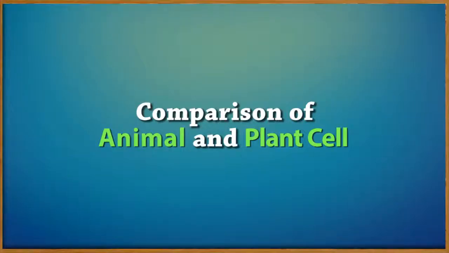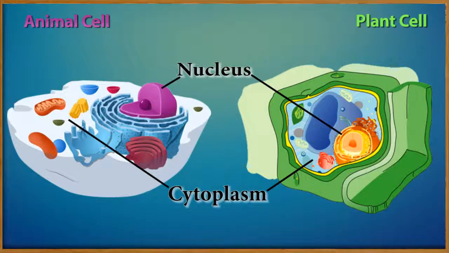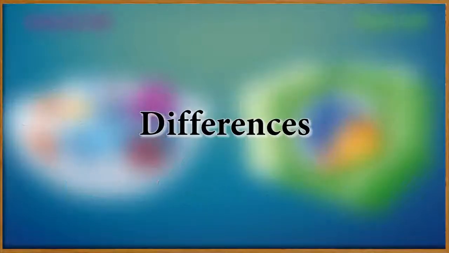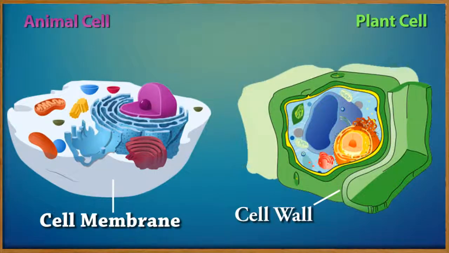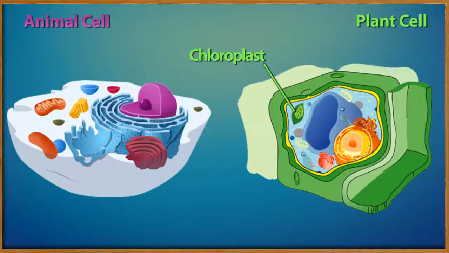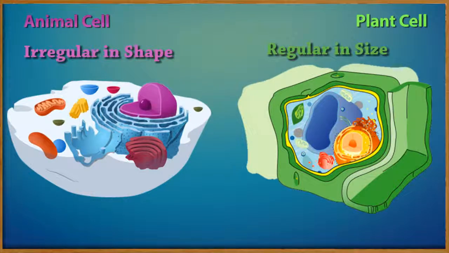Comparison of animal and plant cells. Both have a cell surface membrane surrounding the cell, and have cytoplasm and a nucleus. Differences: plant cells have a cellulose cell wall, animal cells do not have a cell wall. Plant cells have chloroplasts containing chlorophyll, animal cells do not. Plant cells have large vacuoles, animal cells have small vacuoles. Plant cells are regular in shape, animal cells are irregular in shape.